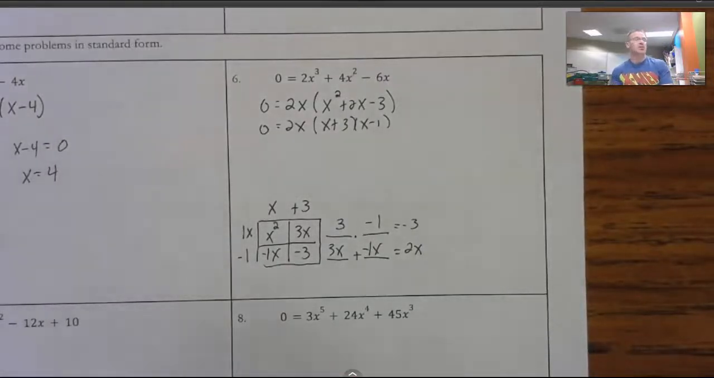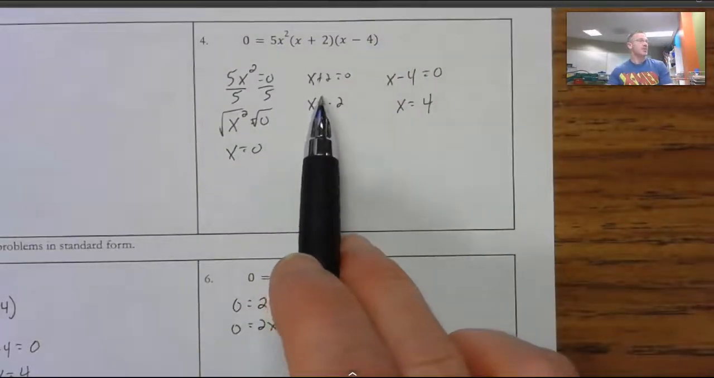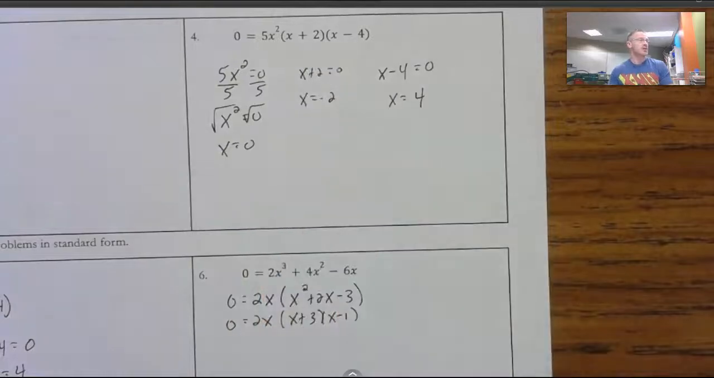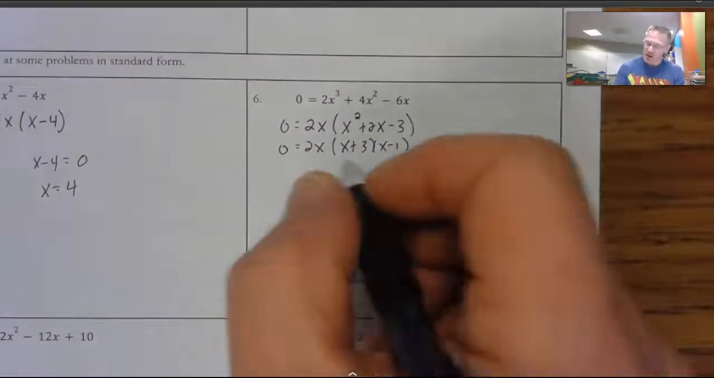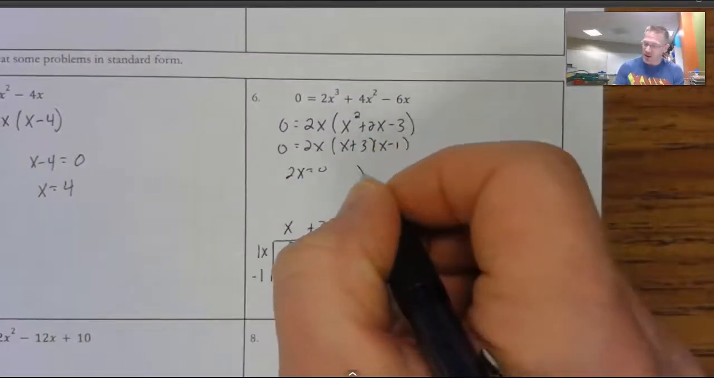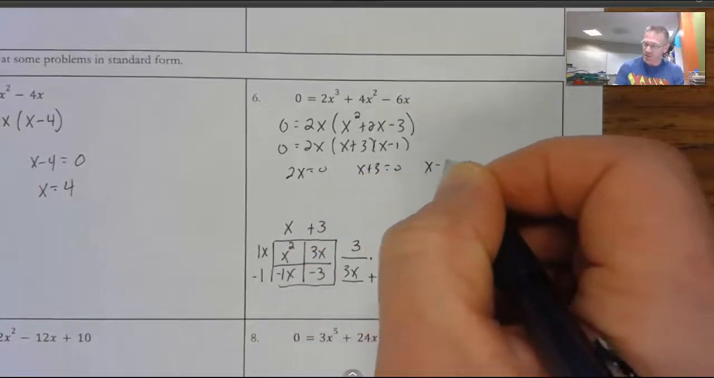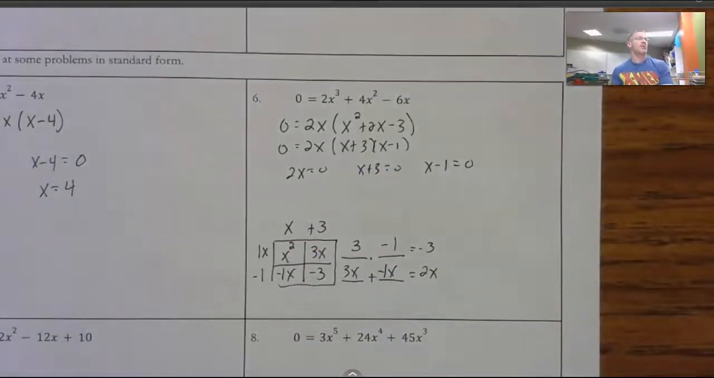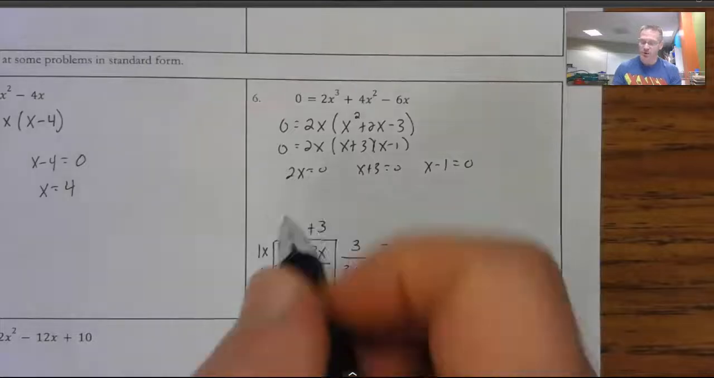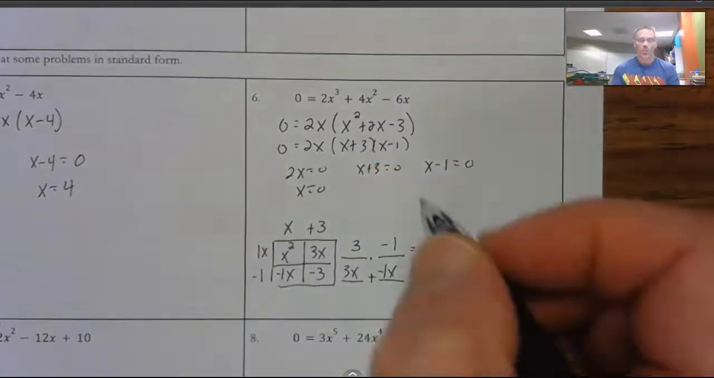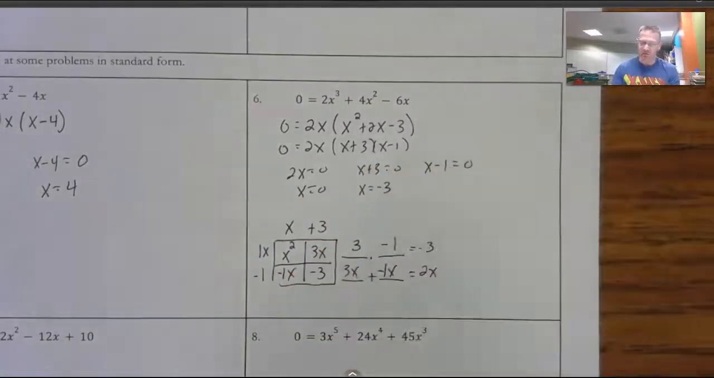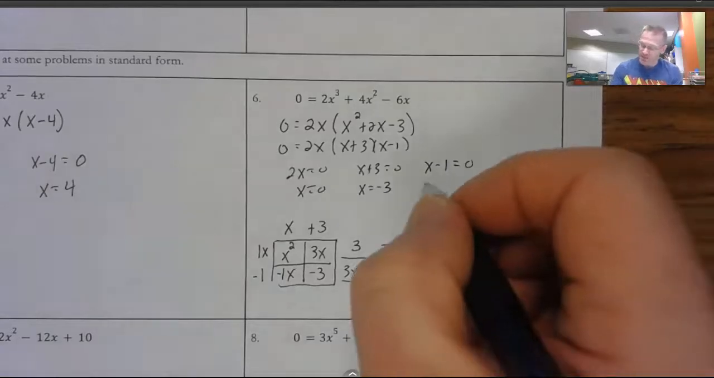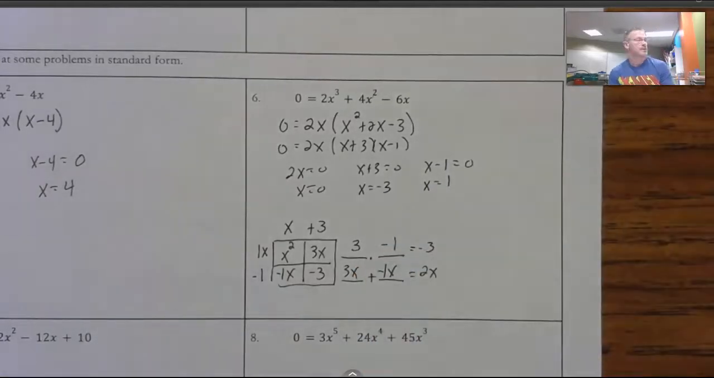And so now it goes back to kind of like what we did up here in number 4. I want to take each of those pieces and set them equal to 0. So 2x could be 0. x plus 3 could be 0. x minus 1 could be 0. And I want to solve all 3 of those. 2 times what is 0? That would be 0. What plus 3 is 0? That would be -3. What minus 1 is 0? That would be +1. And then that's how you go through the problem. So GCF first, area model second.